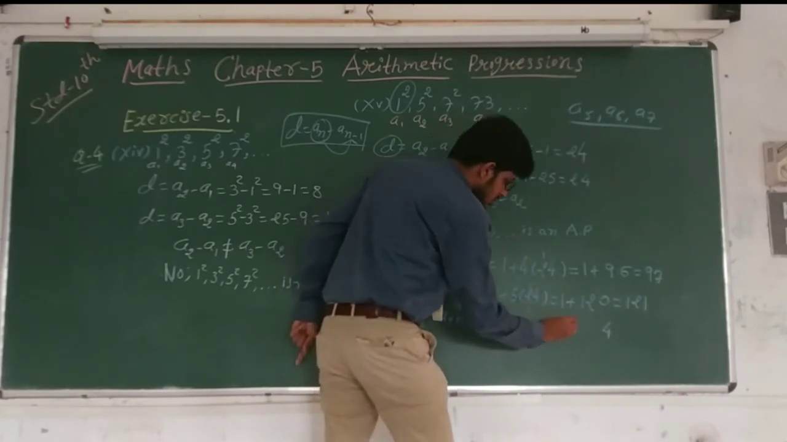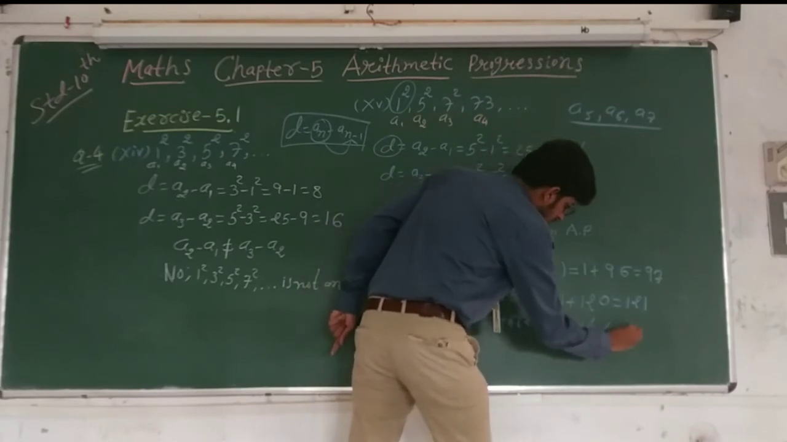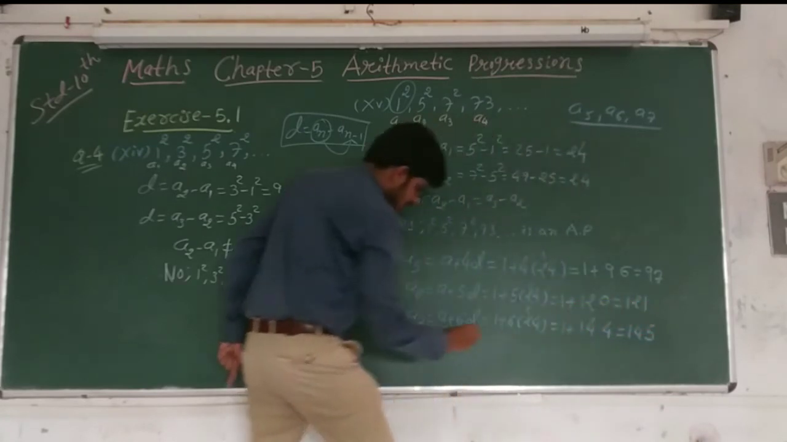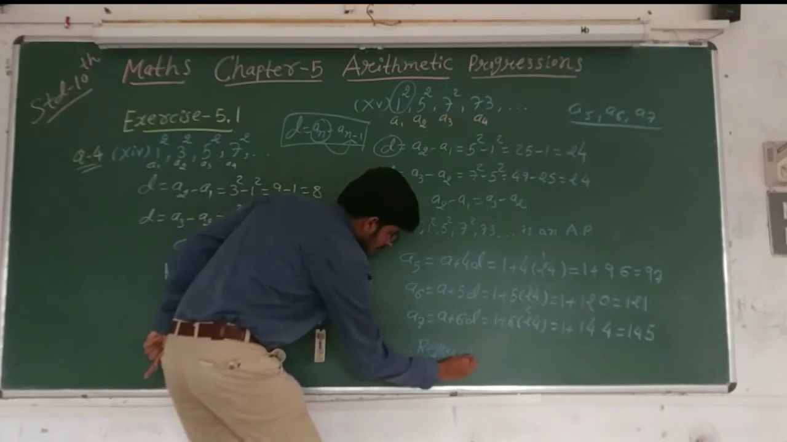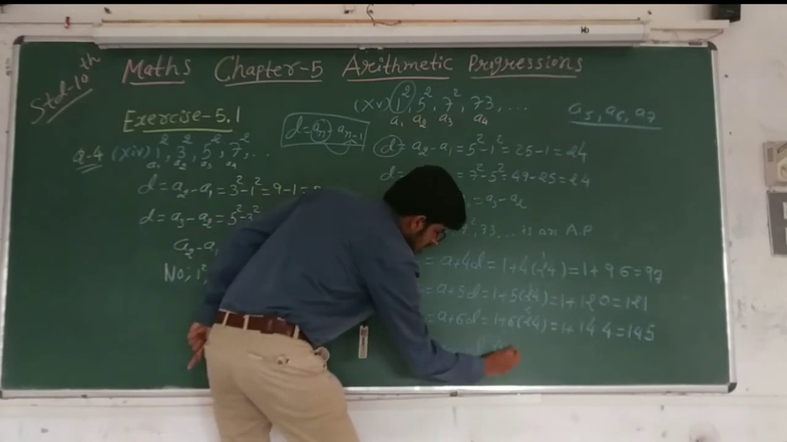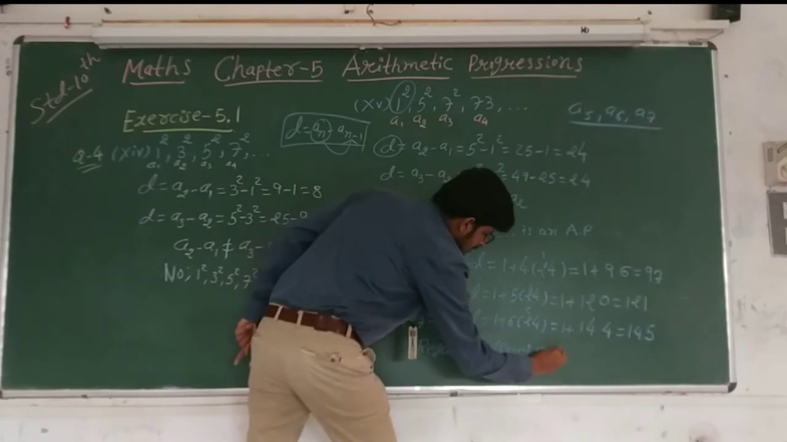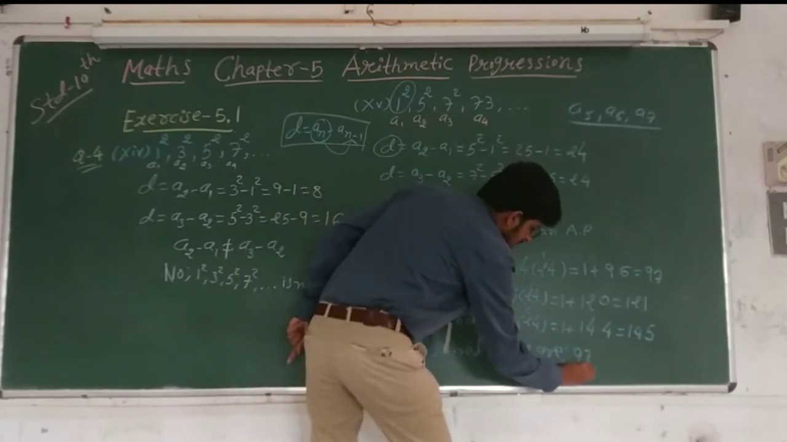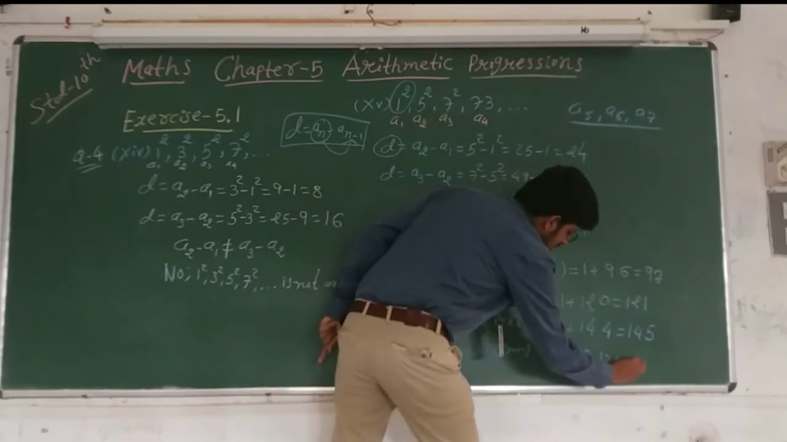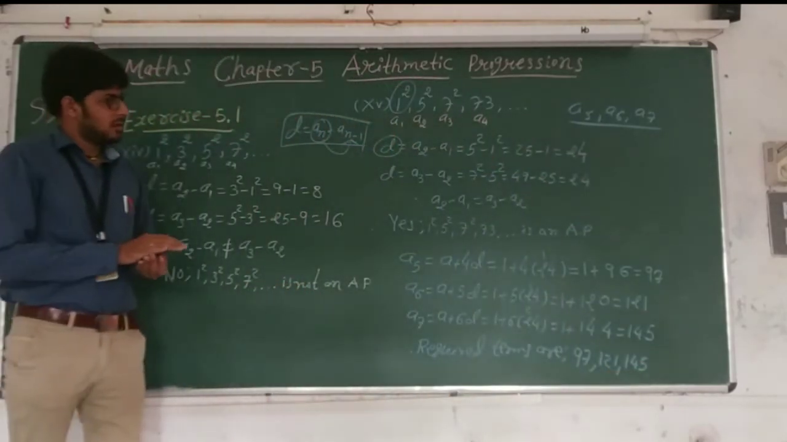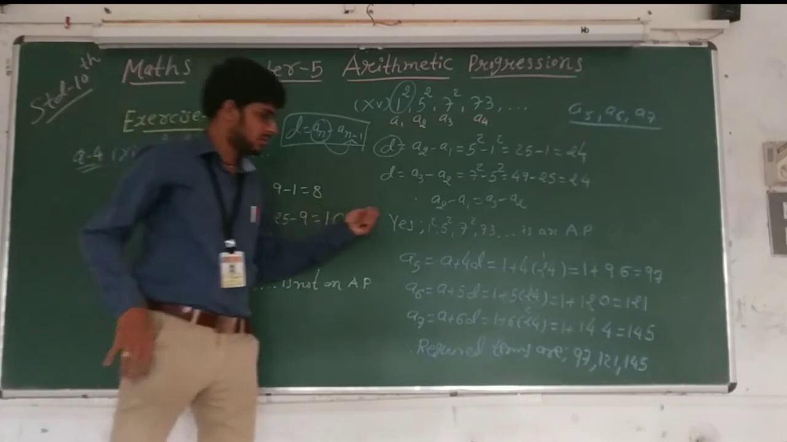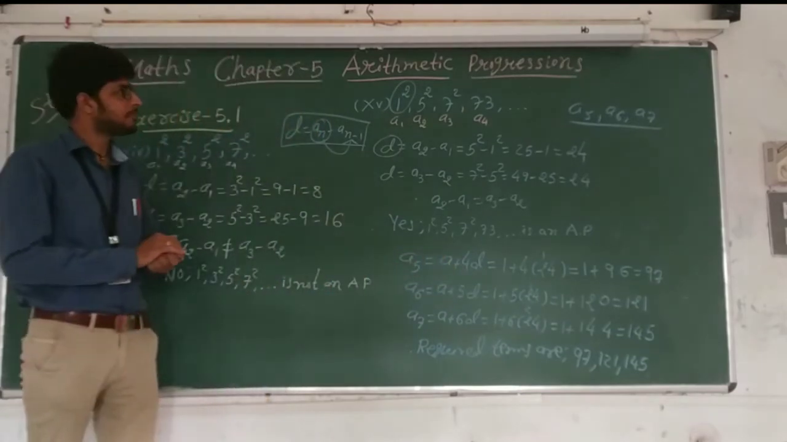6 to the 12 plus 2, 14. So 145. Therefore, required terms are 97, 121 and 145. Okay, is it clear here? So it is the end of exercise 5.1.